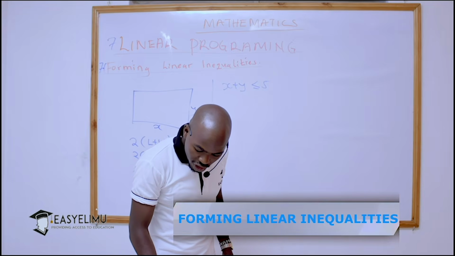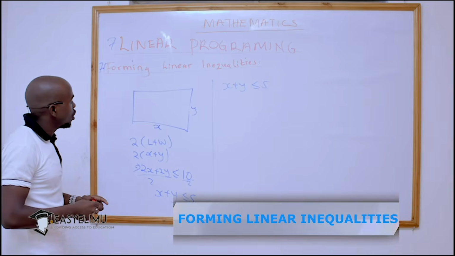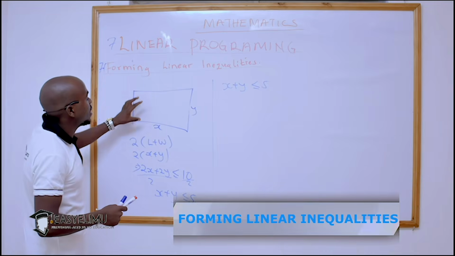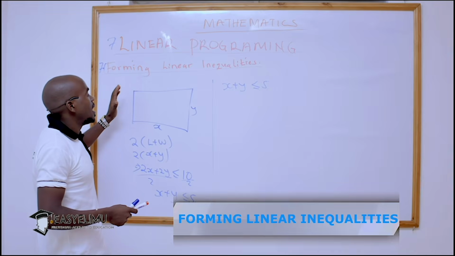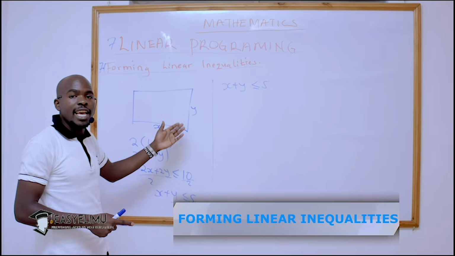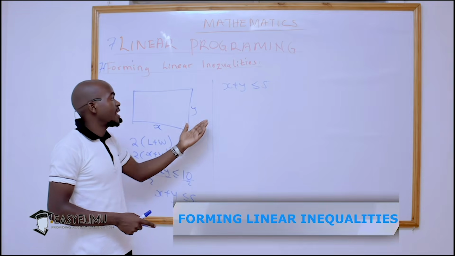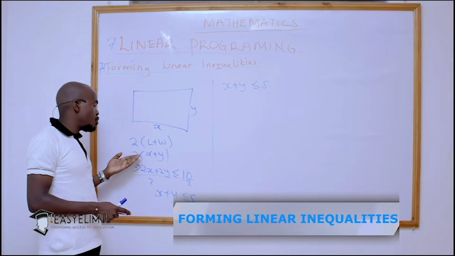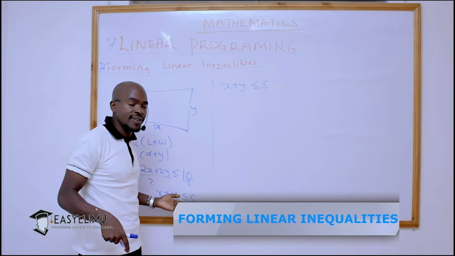Find all the inequalities connecting x and y. So we have been told that the perimeter of a given rectangle is not more than 10, meaning it is either 10 or less than 10. That's why we are saying that if we take 2 into x plus y, we should get 10 or less.